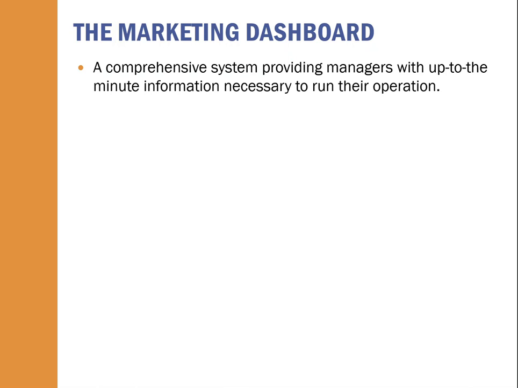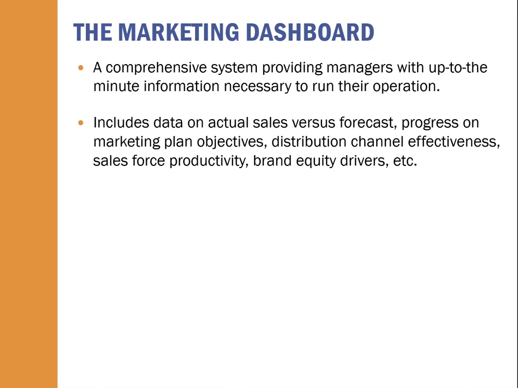So it's a comprehensive system providing managers with up-to-date information necessary to make decisions. It typically includes data on operations of the organization, specifically marketing operations. So we want to look at sales, aspects of the marketing plan that we're working towards, elements of our functional areas like distribution, sales force productivity, and then it may also include elements that are associated with brand as well.